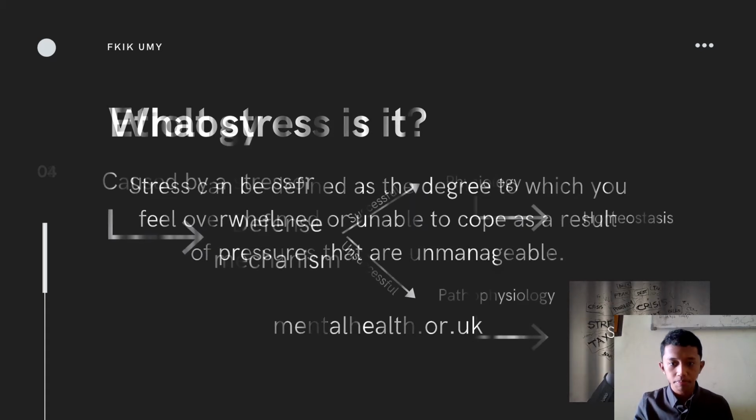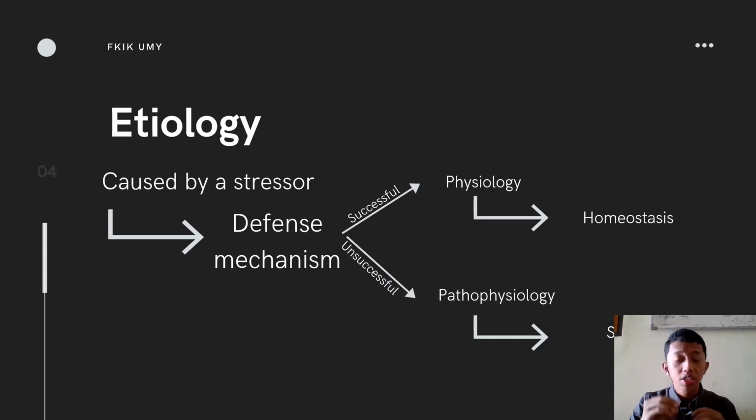All right, next, the etiology. But before we jump to the etiology or the stressors, I will tell you about the pathway, the steps of how stress can affect our body. When we are affected by some stressor, as I mentioned before, our body will produce a defense mechanism. There are two pathways of the defense mechanism itself. The first is the successful pathway, which means physiology, and in the end it will result in homeostasis. And the second pathway is the unsuccessful pathway, similar to pathophysiology. It will result in the stress itself.